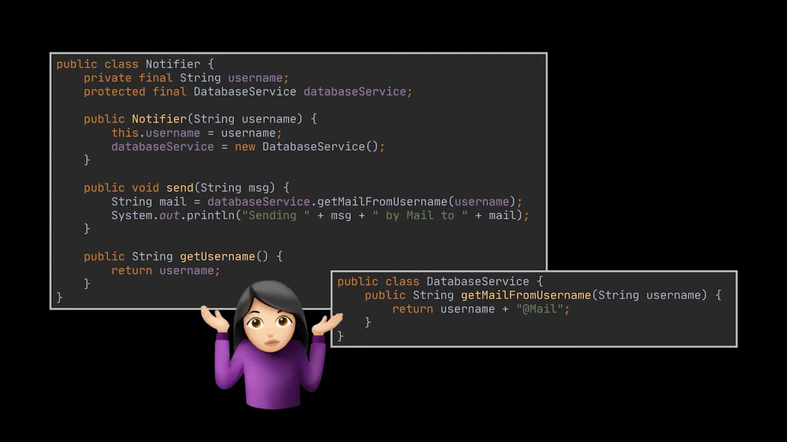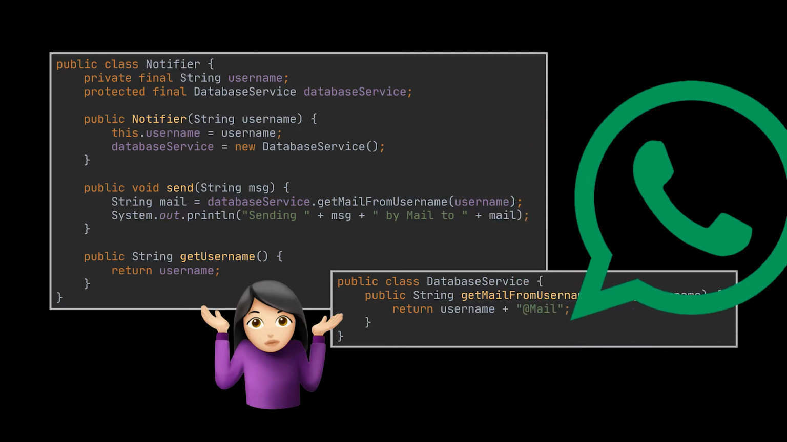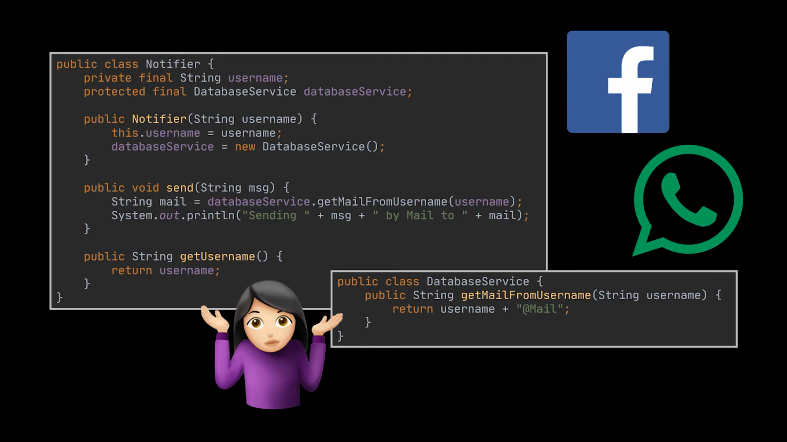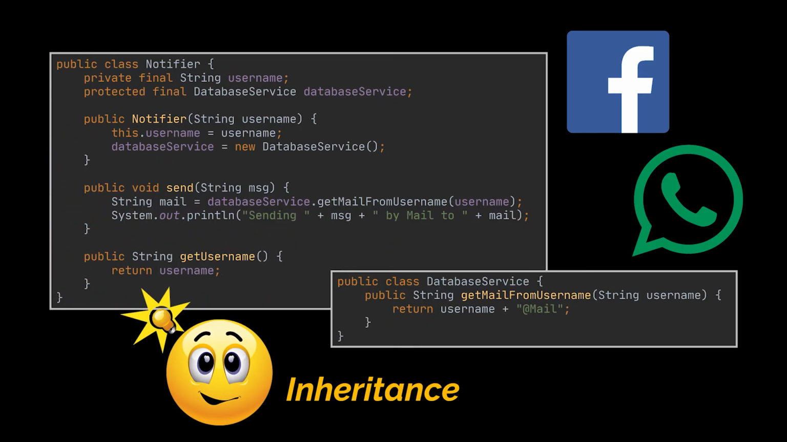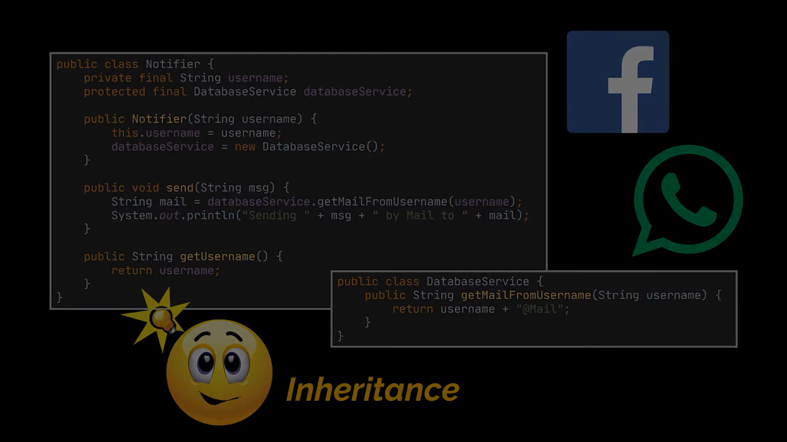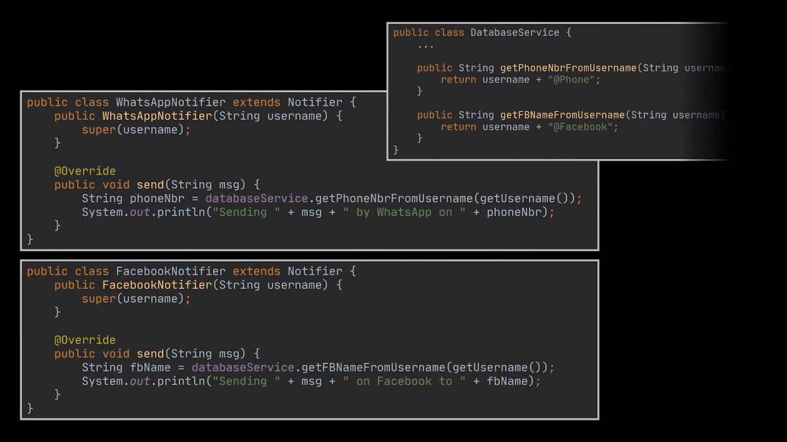Now, at some point, you realize that our customers expect more than just email notifications. Many of them would like to receive a WhatsApp message about their deliveries, for example, and others would like to be notified via Facebook. How hard can that be, right? And the first thing that comes to mind is, of course, inheritance. So you extended the notifier class with two new subclasses, the WhatsApp notifier and Facebook notifier classes.